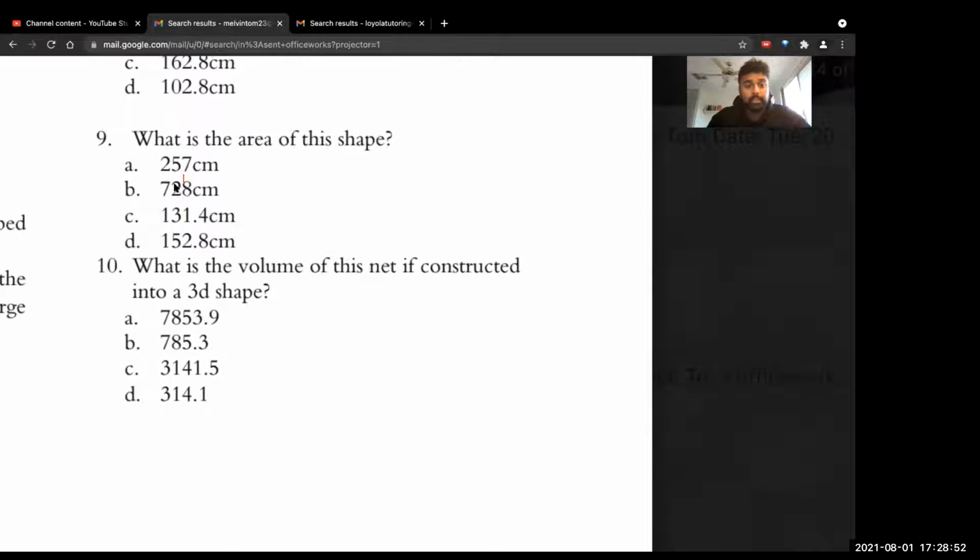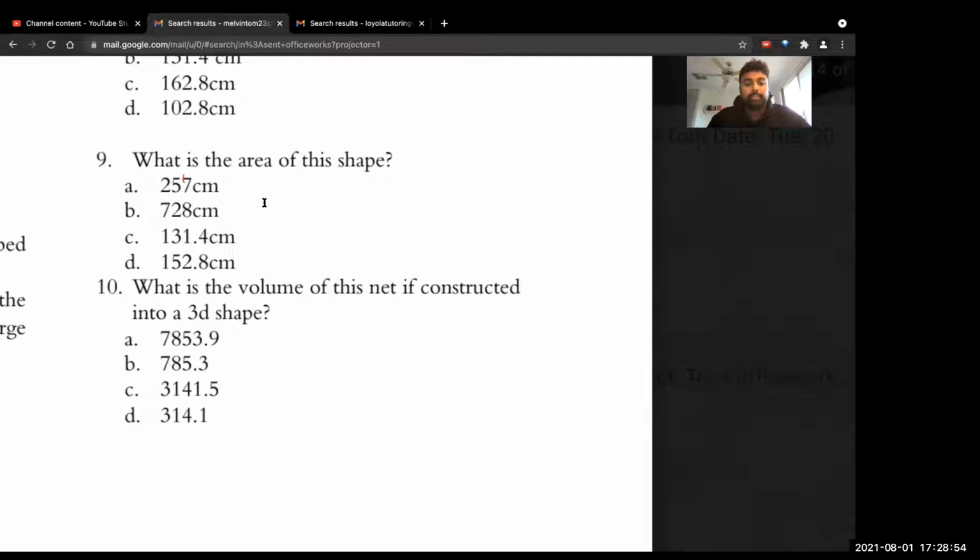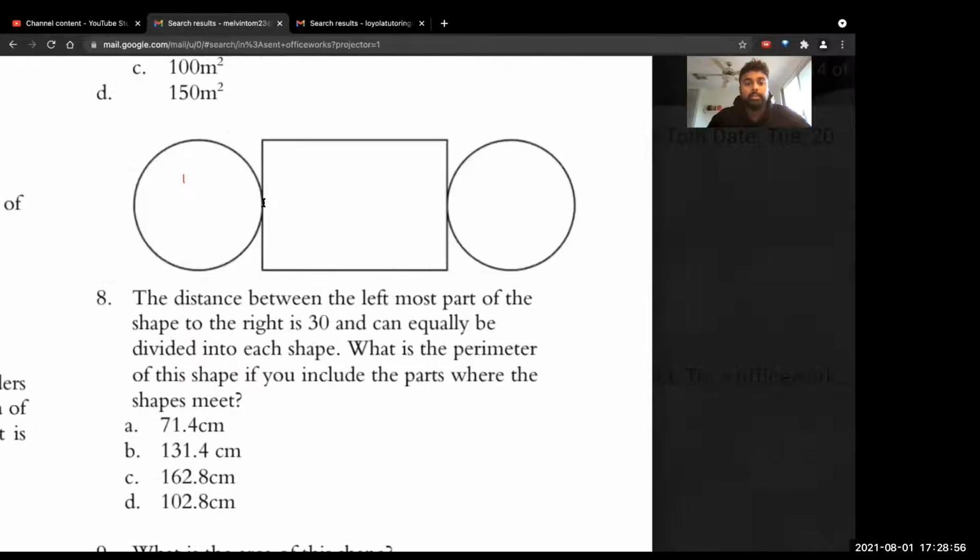Perfect. And finally, what is the volume of this net if it's constructed into a 3D shape? Jenny and Manny went through what a net is, right? Nets are 2D visualizations of a 3D shape. So wouldn't this be a cylinder? Perfect. So this will be a cylinder.